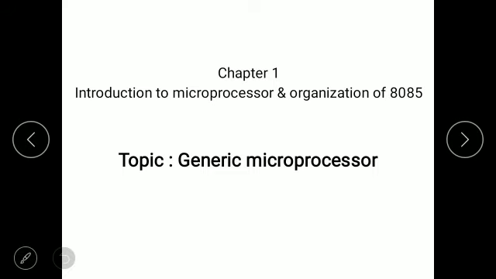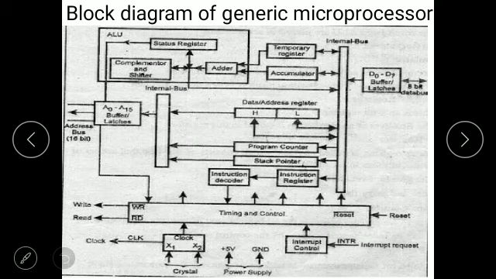Now as you know, we have microprocessor 8085 to study, but before moving forward to the microprocessor 8085, first we need to understand the various units which are there in generic microprocessor. So let's have a look at it. See this diagram. This is a diagram of generic microprocessor.